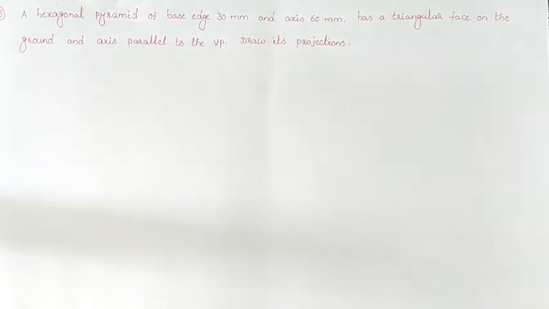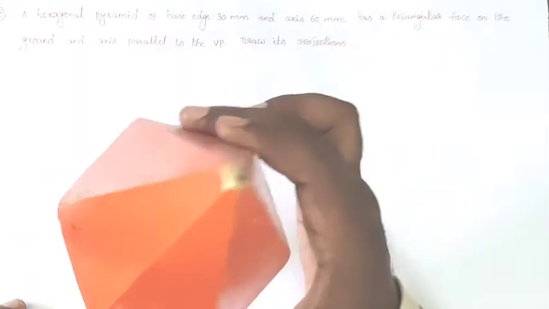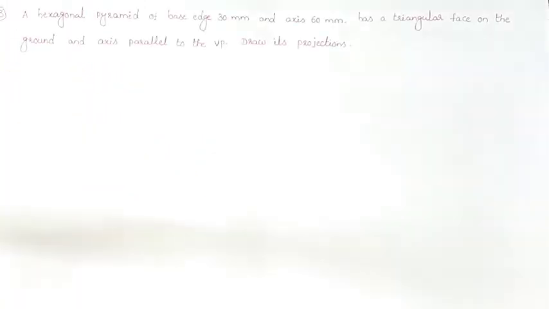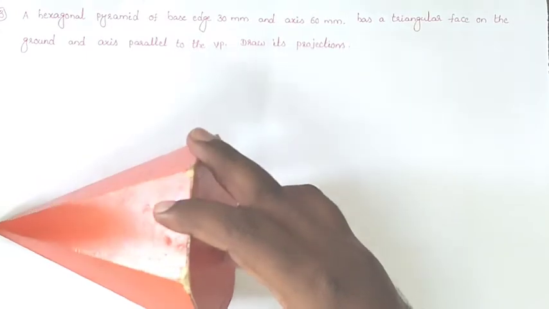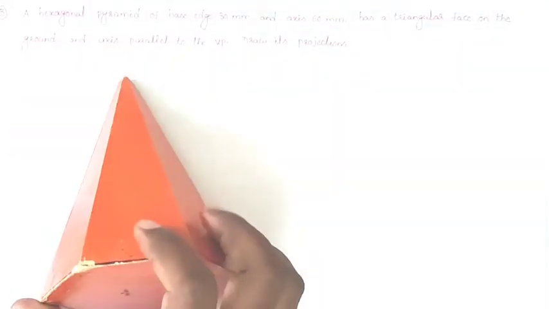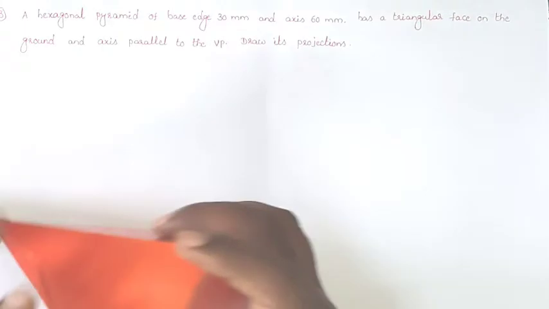So I am taking the hexagonal pyramid here. So this is the hexagonal pyramid. A hexagonal pyramid of base edge 30 mm. So they are giving the base edges. So this edge is 30 and these edges are 30, and has a triangle face on the ground, meaning on the reference horizontal plane. So these are the triangle faces here. One of the triangle faces on the ground means this one, like that.